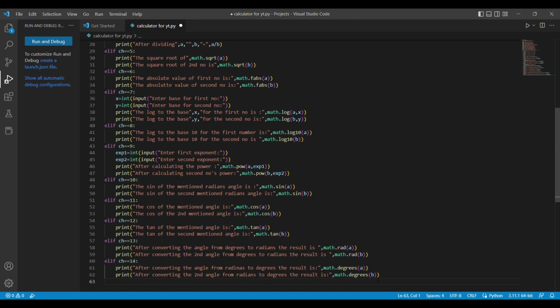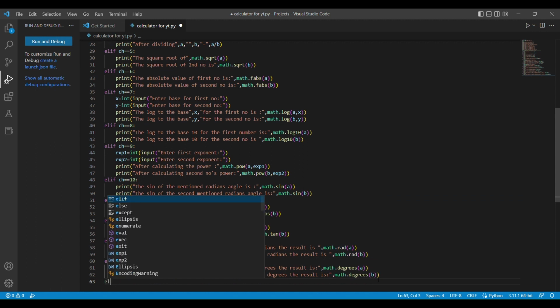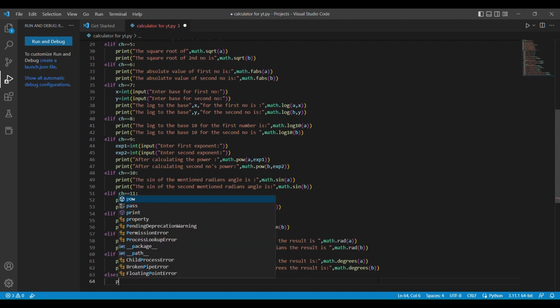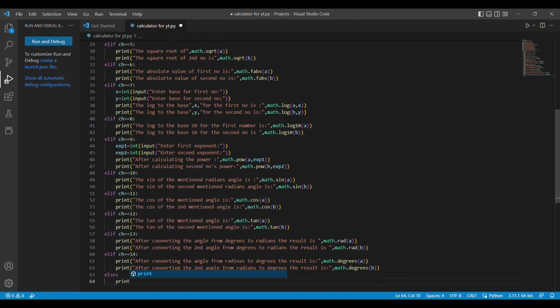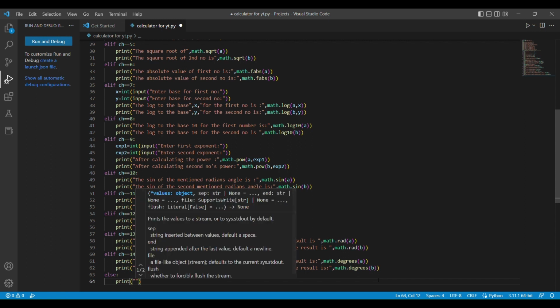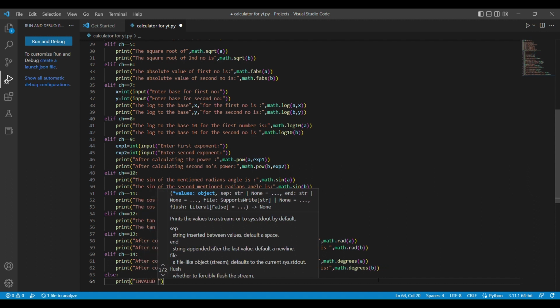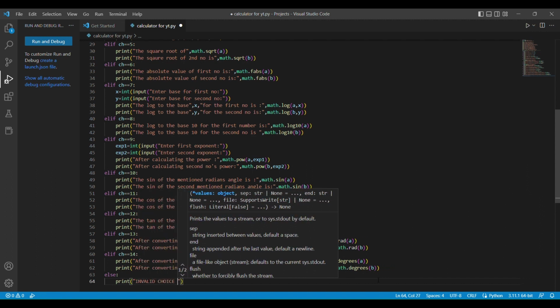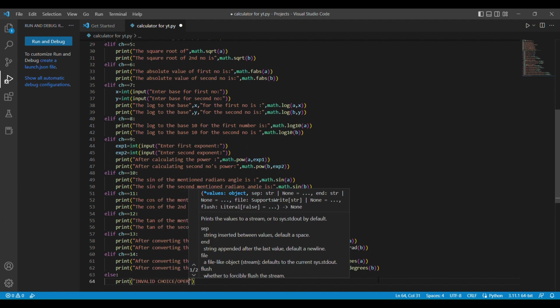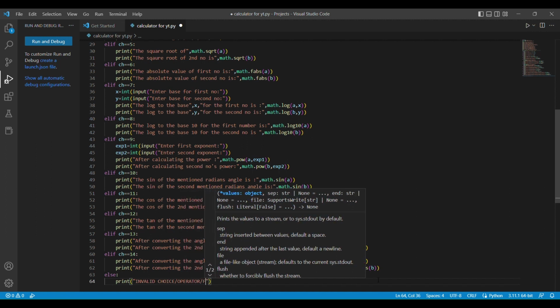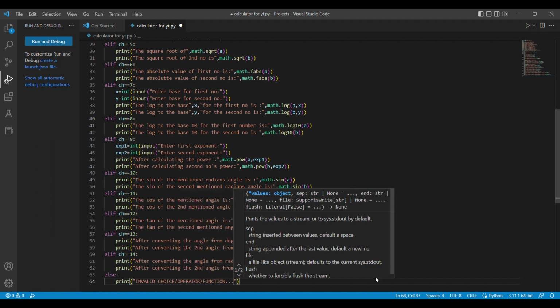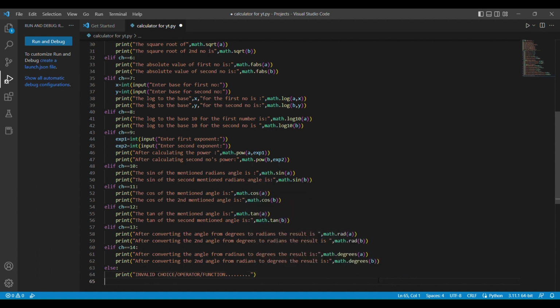Okay, so at last we have ended our calculator. Now let's give an else statement, so that if none of the above functions or numbers is input, an error will be given, like print invalid choice slash operator slash function and then dot dot. Here we have ended our calculator.